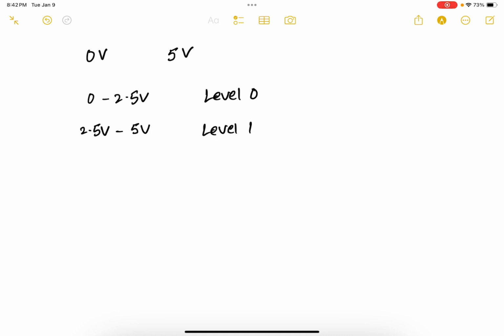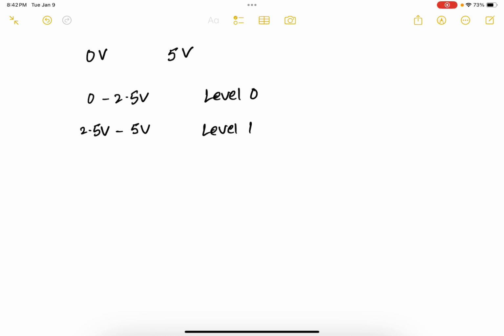Let us now look into more details as to how to represent digital signals. Let's take the same case where we have a signal which is ranging from 0 volts to 5 volts. Previously, I said that anything which falls in between 0 volts to 2.5 volts, I'm going to treat as level 0, and any value which falls between 2.5 volts and 5 volts, I'm going to treat as level 1.